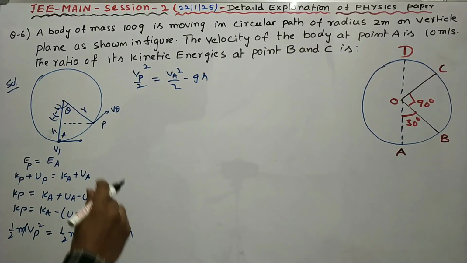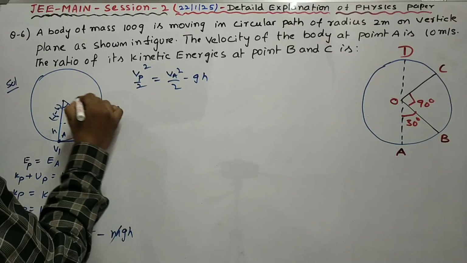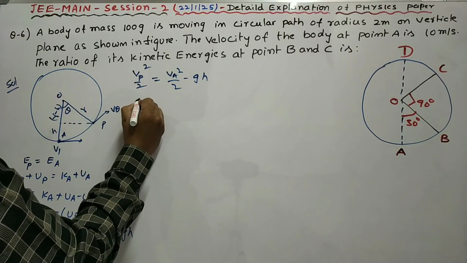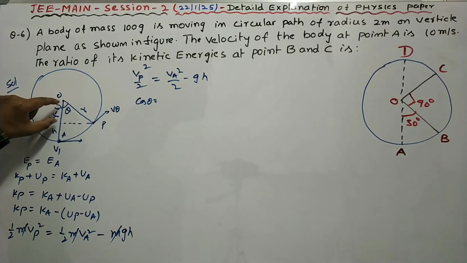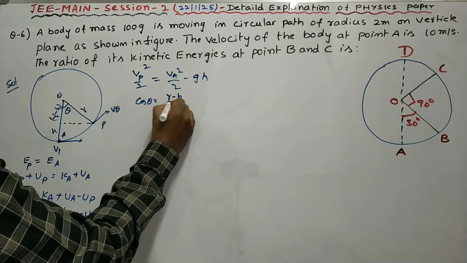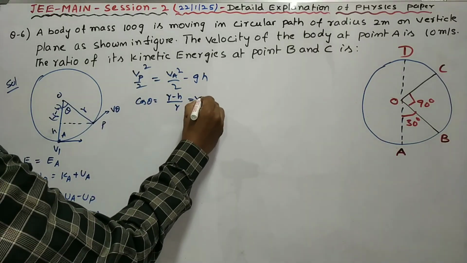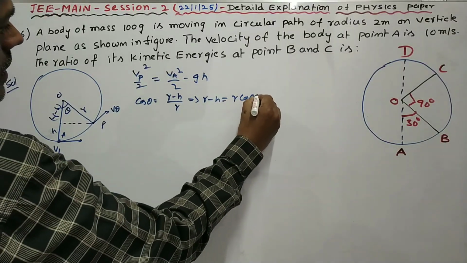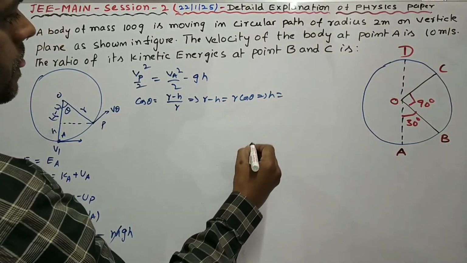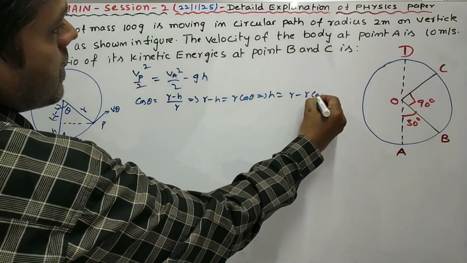What is the height raised from this right angle triangle? This is point O. So what happened? Cos theta. This cos theta is the adjacent. That is the required. R minus h by r, isn't it? That implies r minus h is equal to what? R cos theta. That implies h is equal to what? R minus r cos theta.